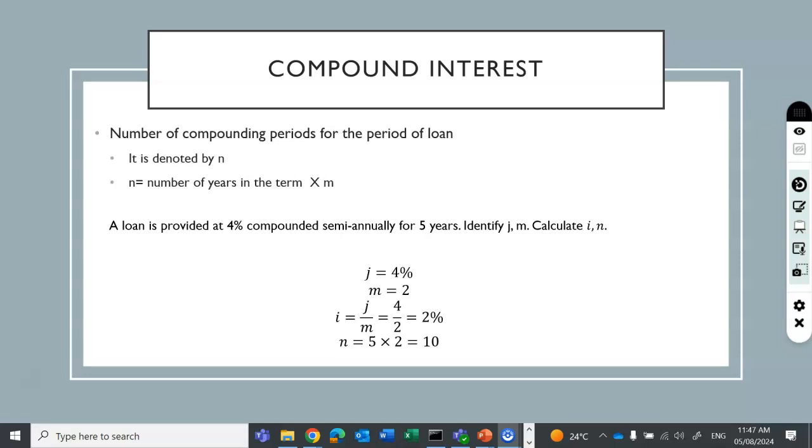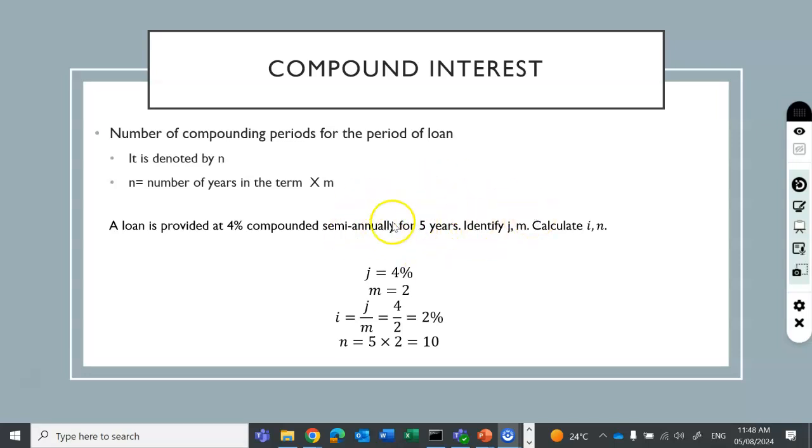Loan is provided at 4% compounded semi-annually for 5 years. Identify J, M, calculate I, N. So the interest rate is 4% compounded semi-annually for 5 years. What is given is J, that is the nominal rate of interest. So J is 4%. Compounded semi-annually, so it is yearly twice. So M is equal to 2.